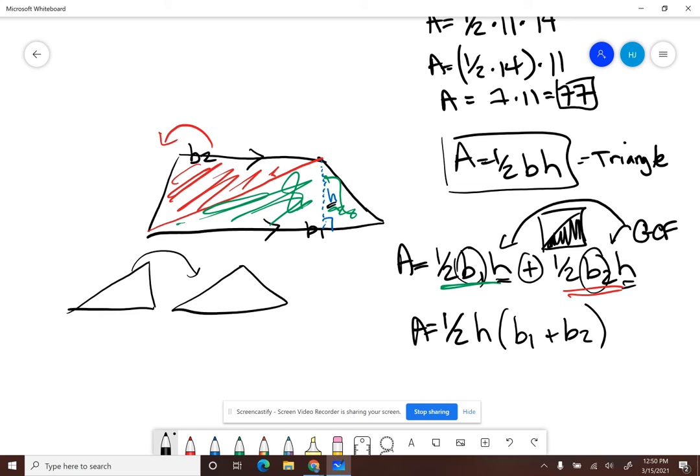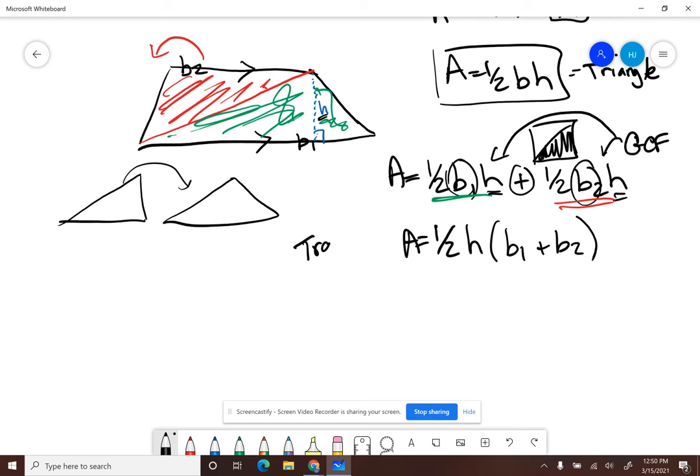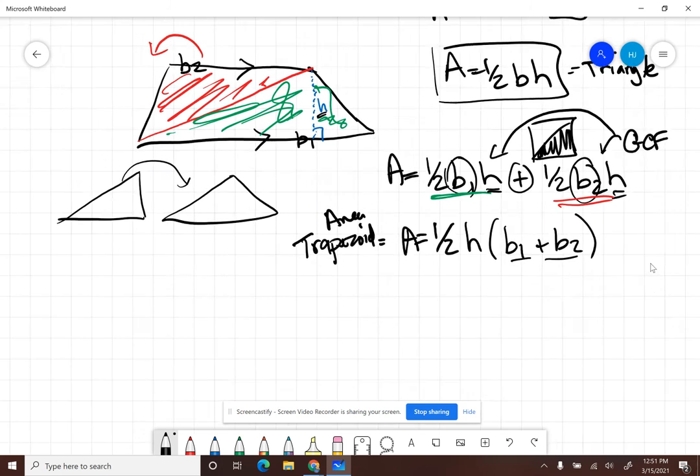So guess what, ladies and gentlemen? This is how you find the area of a trapezoid. You find the area of a trapezoid by taking 1/2 of the height times both bases added together, okay? So it's just that simple. Let's go into a couple of examples here. One, we're going to be finding the area. The other one, we're going to be given the area, and we have to find the other. So let's take an example of this.